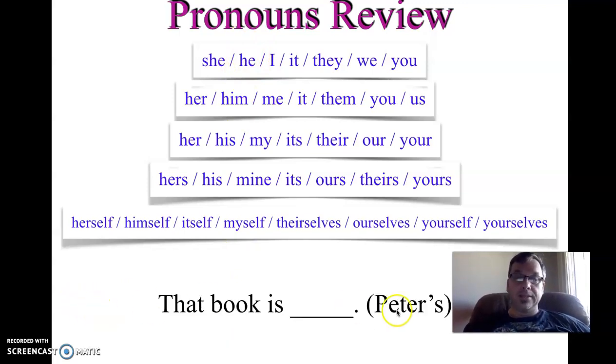That book is, so here, Peter. Peter owns the book. It's his book. So we could say that book is Peter's, but using a pronoun. That book is, very good, his.